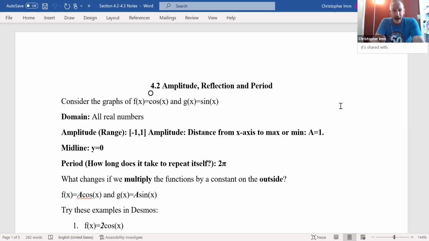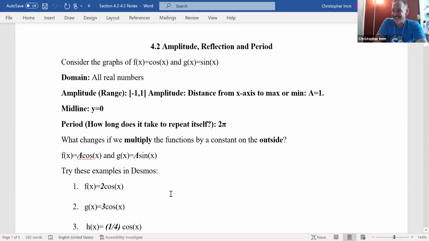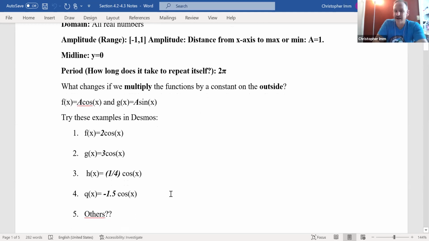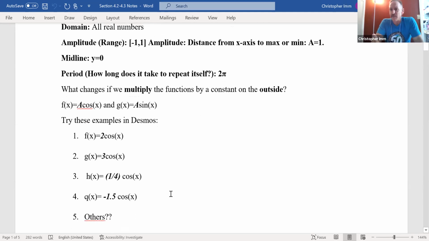So I want to check out and see what happens when we multiply those functions by a constant. So I'm going to be looking at these graphs of cosine and sine of x. I think we're going to be looking at cosine first. Yeah, so last time we looked at the sine graph. Now we're going to be looking at cosine. And I want to see what happens to the graph when we multiply these graphs by a constant outside. So this is a multiplicative outside change.